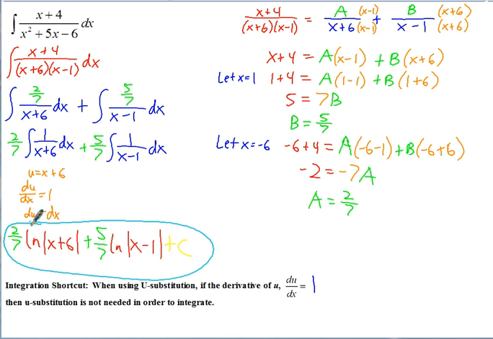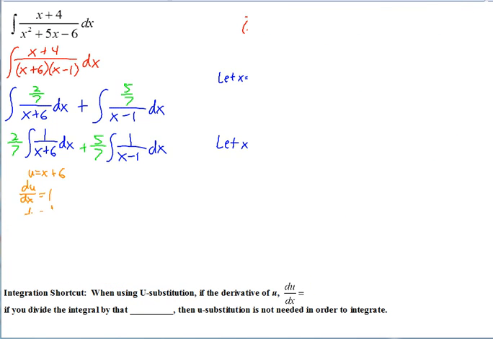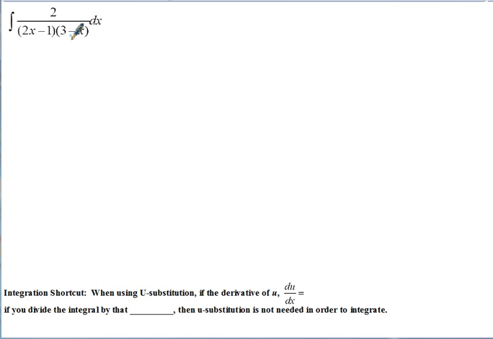Okay, let's take a look at another example now. On this one, the denominator is already in factored form, so we can right away try to split this into partial fractions. Say 2 over 2x minus 1 times 3 minus x equals, one of the denominators when you split up is going to be 2x minus 1, the other one's going to be 3 minus x. Call one of these numerators a, the other one b.